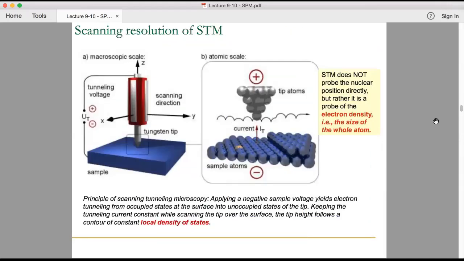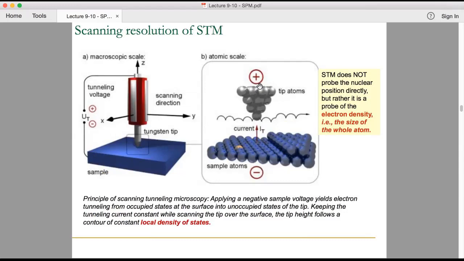Scanning resolution of a scanning tunneling microscope. In the macroscopic scale, you have the tip we loaded onto the scanner, and we have the tunneling voltage, which is applied between the tip and the sample to bias them. And in the atomic scale, you can see that the interaction happens between the tip and the sample, either current from the sample to the tip or from the tip to the sample.